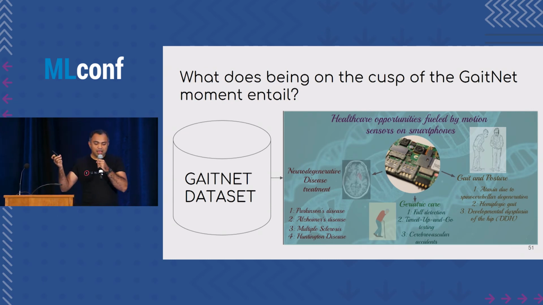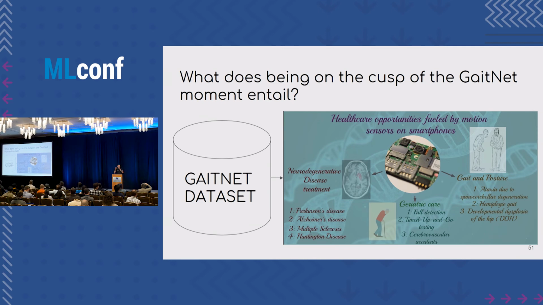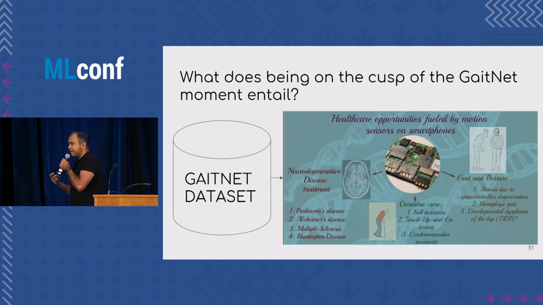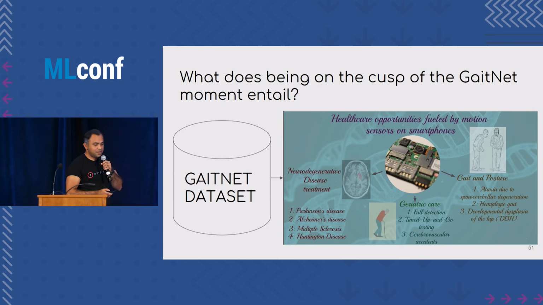So we are looking at applications across neurodegenerative disease modeling. I think someone talked about Alzheimer's. We can also extend it to Huntington's disease, Parkinson's. We are looking at applications in geriatric care, gait and posture analysis. The cool thing is this will enable and propel the democratization of your smartphone as a device of medical instrumentation.